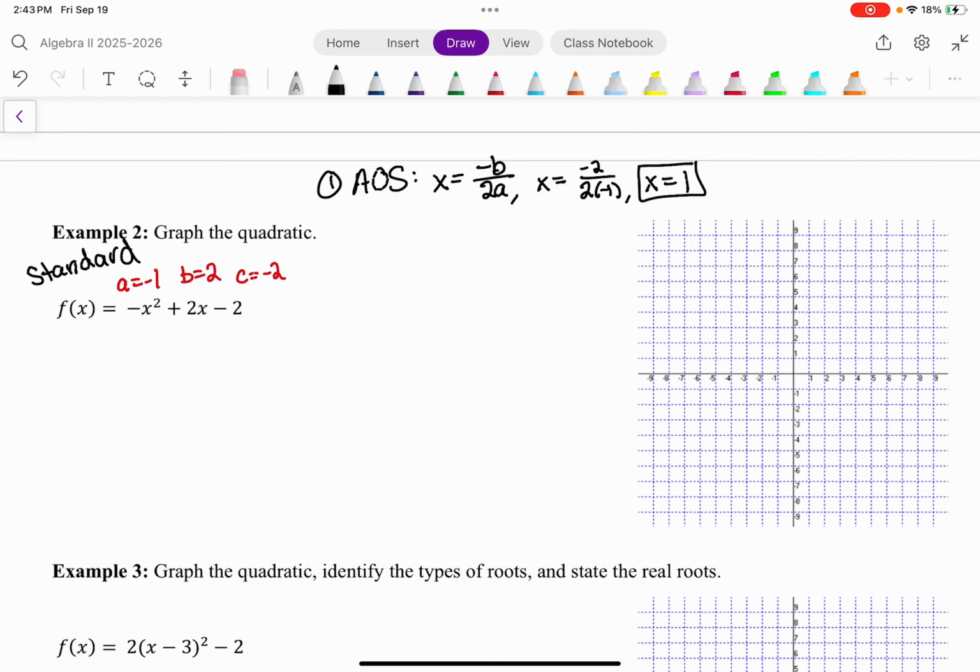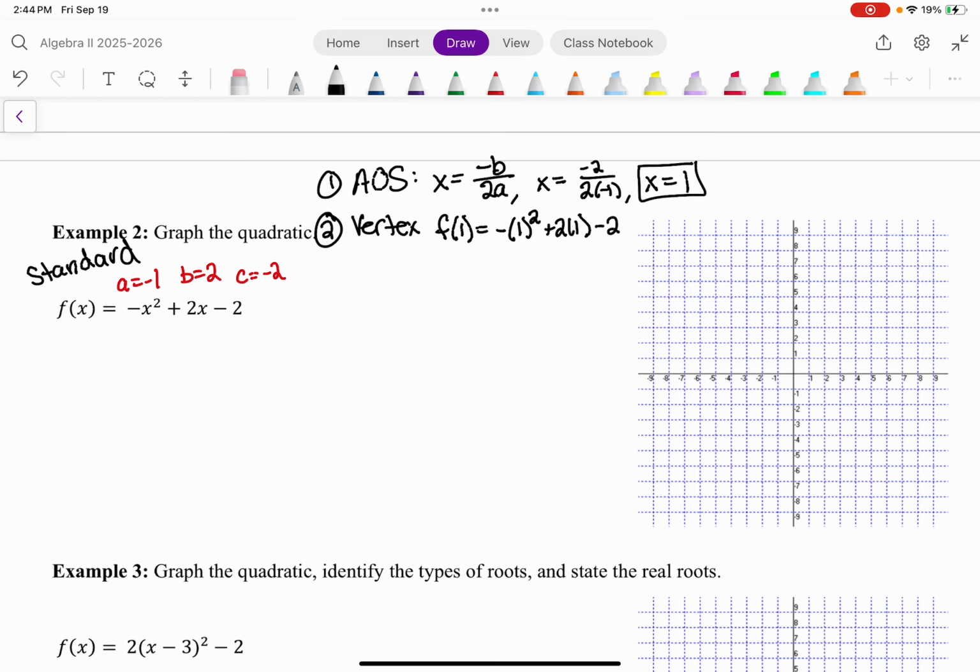The next thing we need to do is step 2. We need to find our vertex. So for your vertex, you're going to take that x value from your axis of symmetry, plug it into your equation. So we're going to find f of 1. With this one, when we plug that in, we'll have a negative 1 squared plus 2 times 1, and then -2.